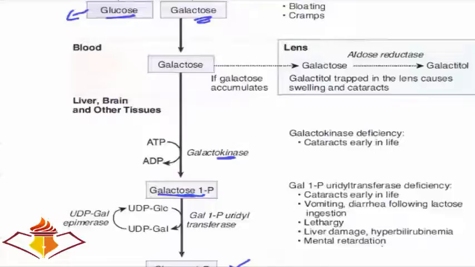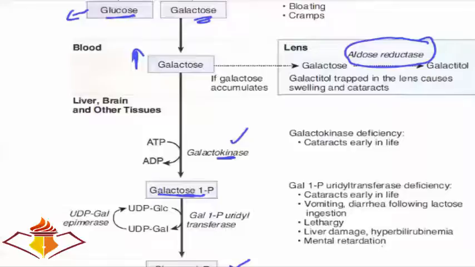And just an important point, and this is really very important, that if there is a high level of galactose in the blood because of galactokinase deficiency or galactose 1-phosphate uridyl transferase deficiency, galactose accumulates in the blood, and that is called galactosemia.